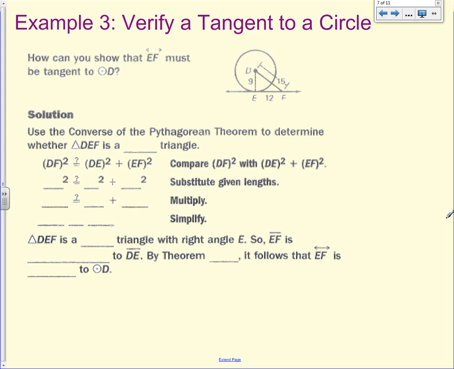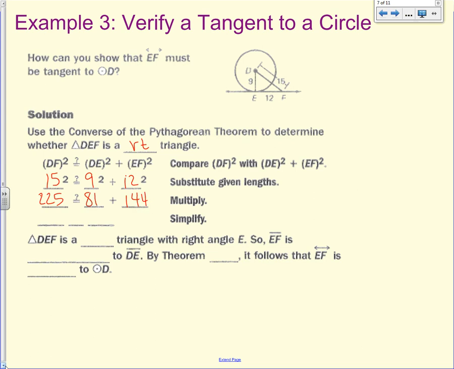Now I want to verify that I have a tangent. To do that, you're just going to work back through the converse of the Pythagorean theorem. So we want to prove that we actually have a right triangle. So you're going to do hypotenuse squared is equal to leg squared plus leg squared. We're going to substitute the lengths we have. We have to make sure it's always the longest side by itself. And then 9 squared plus 12 squared. 15 squared is 225. 9 squared is 81. And 12 squared is 144.